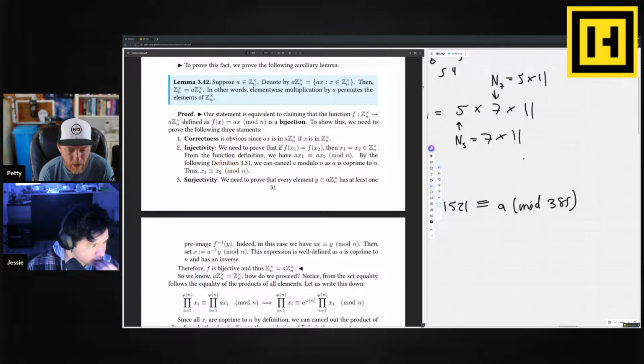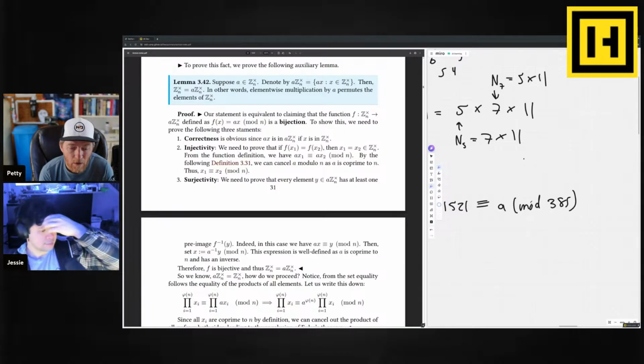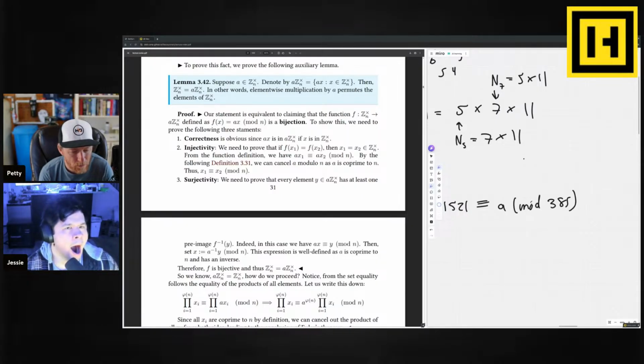Suppose a is within this set of multiplicative integers. Denote a times it: so a times the set is the set of ax parameterized by x within the set. Then Z sub n of x equals a. Oh, wow. Element-wise multiplication by a permutes the elements.